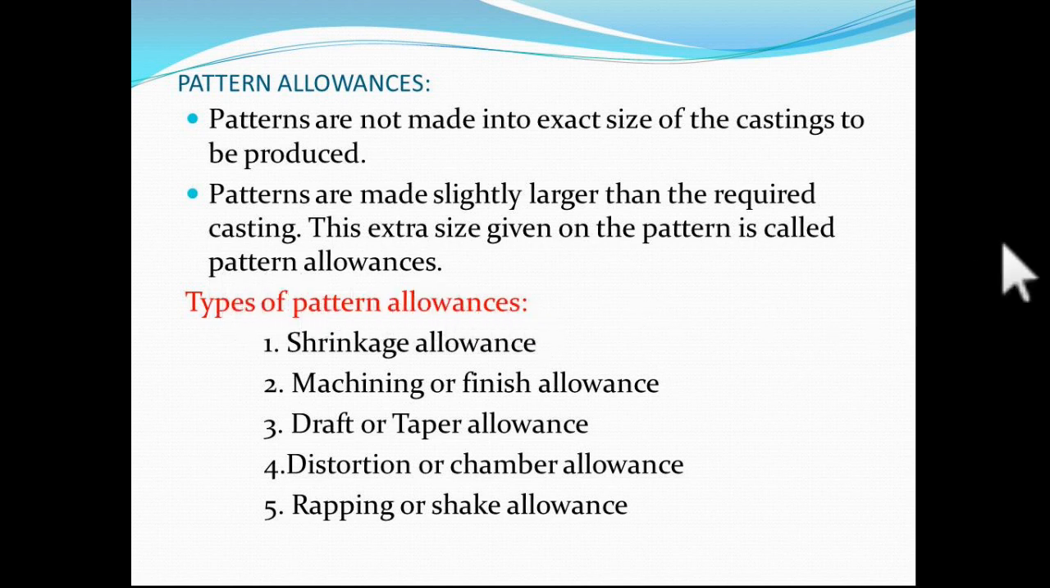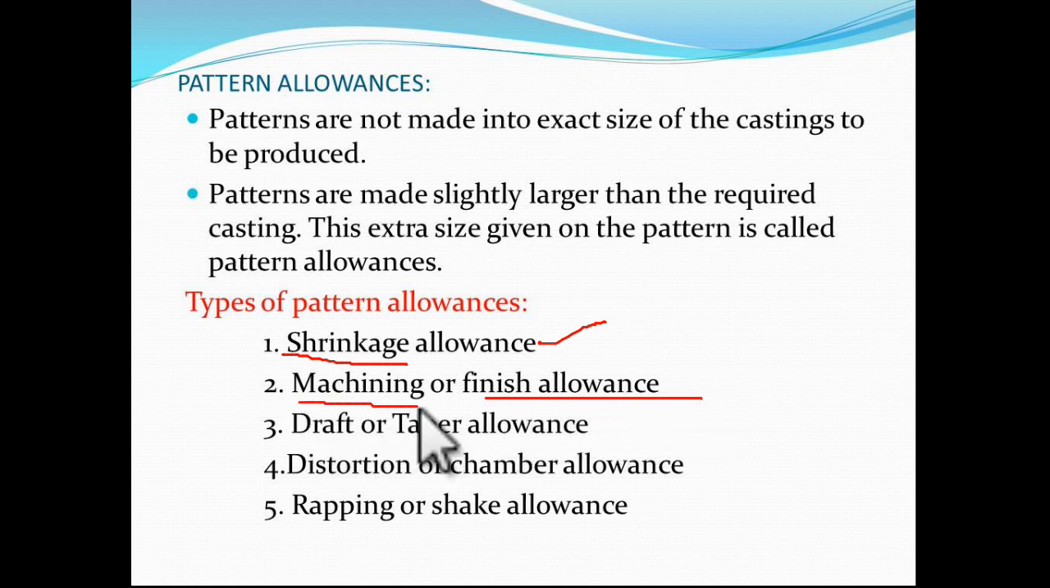Generally, pattern allowances are classified as follows. One is shrinkage allowance. Shrinkage means the metal is going to shrink after solidification. To overcome this shrinkage issue we should give some extra size to the pattern, and that is called shrinkage allowance. And the second one is machining or finishing allowance.